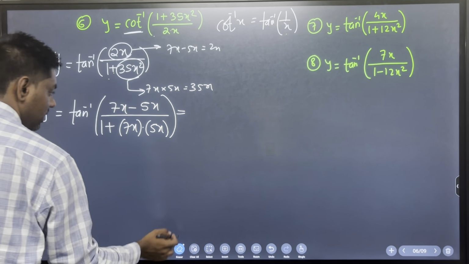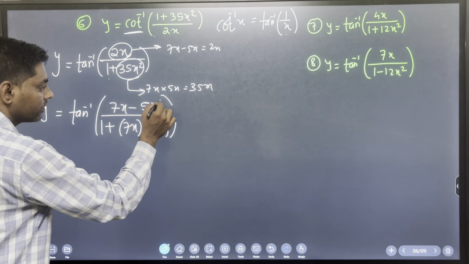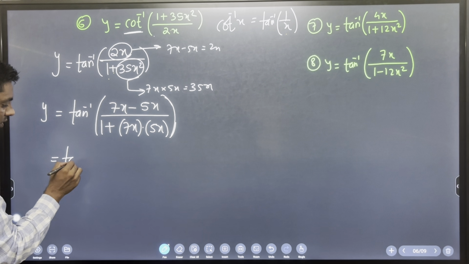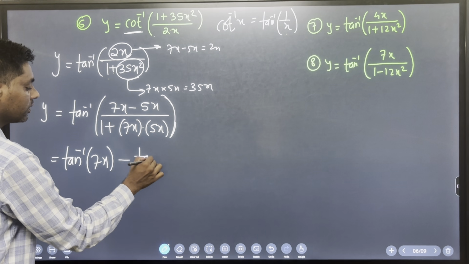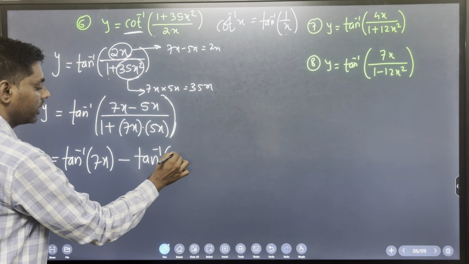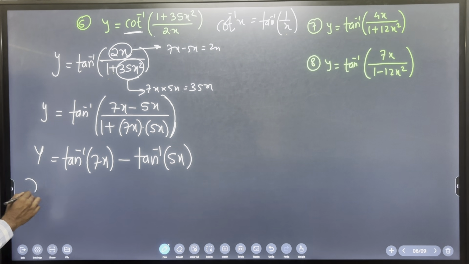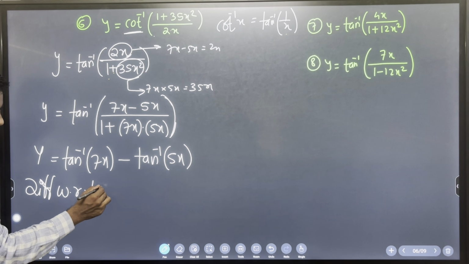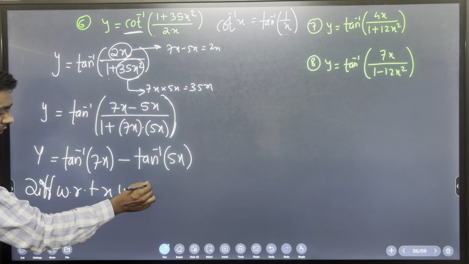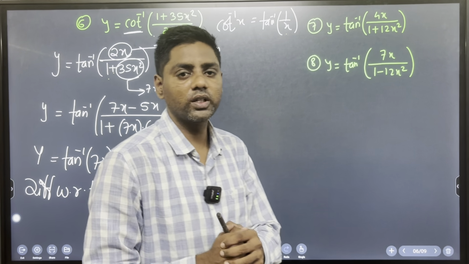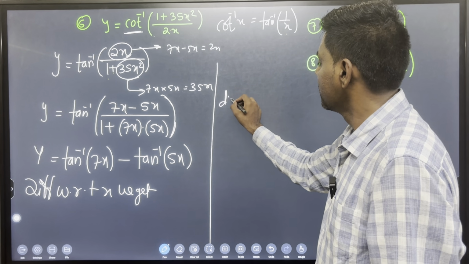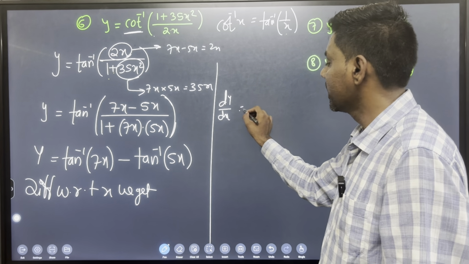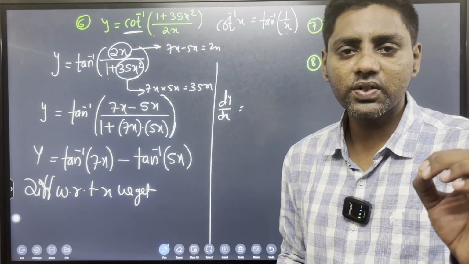According to the formula, the answer to this question is simple. That is tan inverse of 7x minus tan inverse of 5x, and just take the derivative. So differentiate with respect to x and solve the derivative. You must remember the formula for the derivative of tan inverse x. So what is the derivative of tan inverse x? 1 upon 1 plus x square.